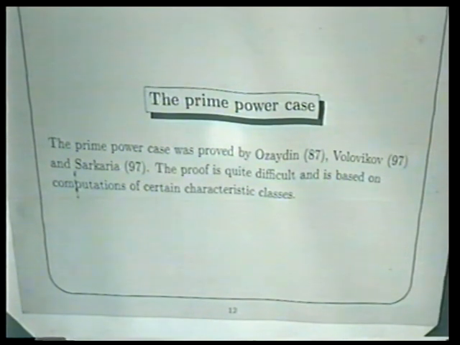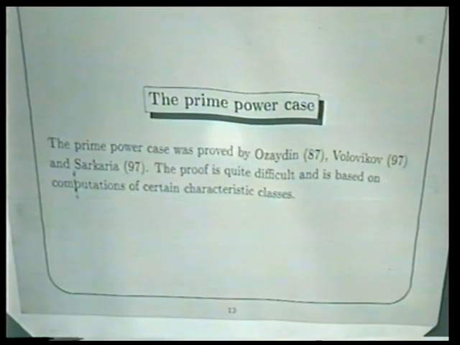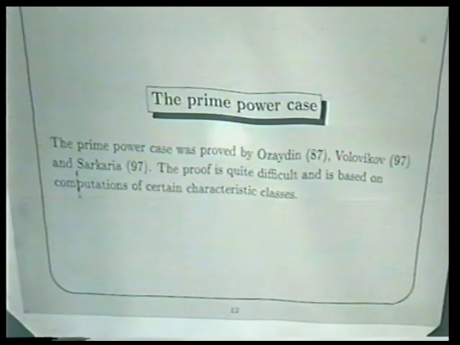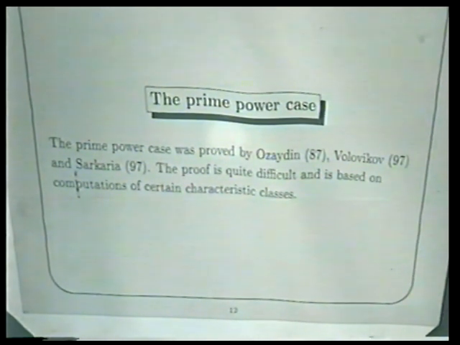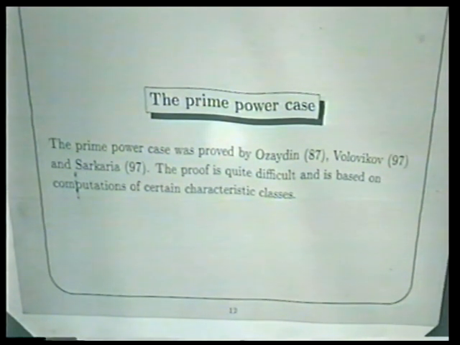And in fact, you can do something for the prime power case. It's a much more complicated computation of characteristic classes, and this was done by Ozaydin, Volovikov, and recently Sarkaria. And the general case is still open. It's not clear what to do.